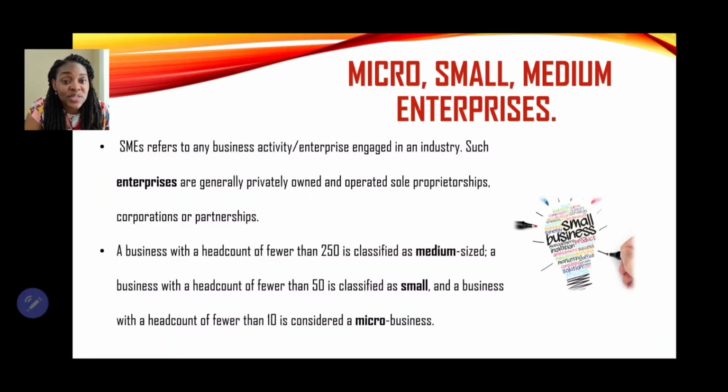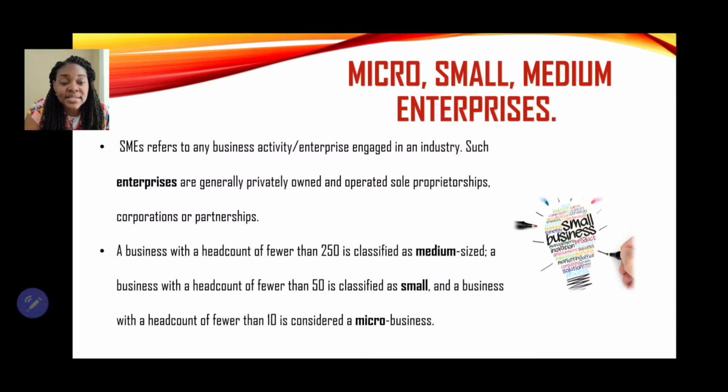Now, a business with a head count fewer than 50 is classified as small, while a business with a head count fewer than 10 is considered micro. In summary, SMEs refers to any business activity or enterprise engaged in an industry, right? And these enterprises can be privately owned and operated as sole proprietors. They can be corporations, and they can also be partnerships as it relates to the ownership, right?